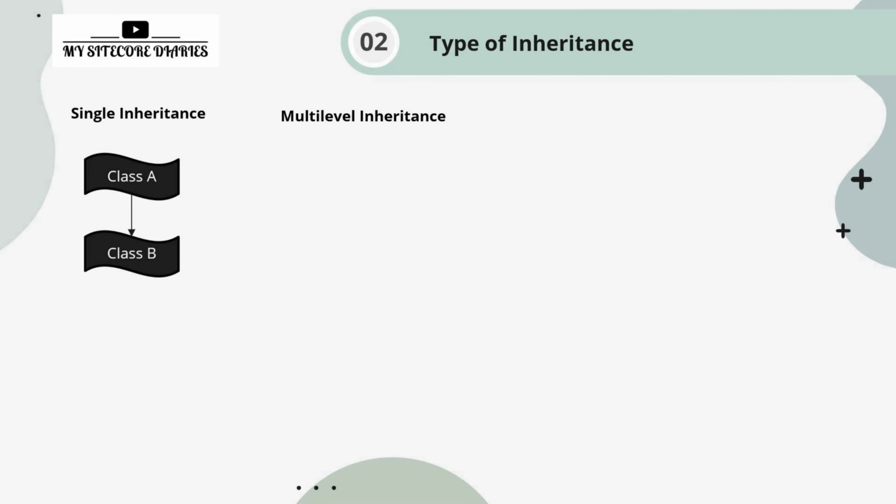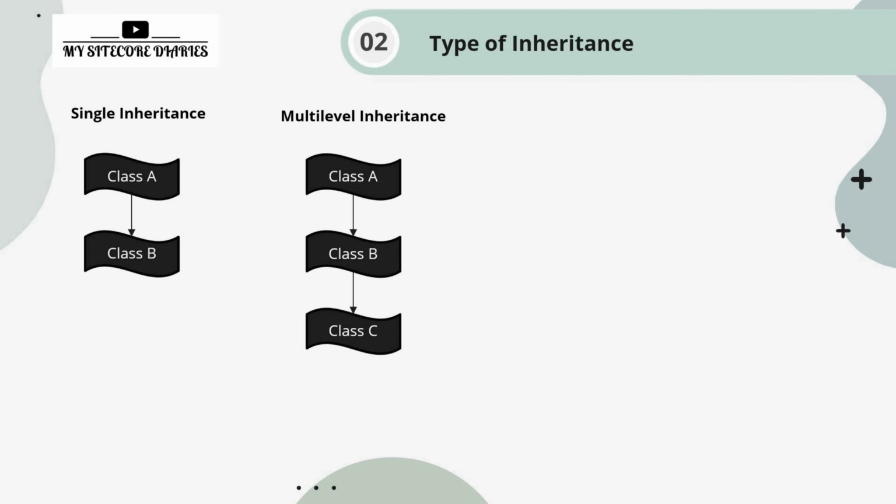Then you have multi-level inheritance. What is multi-level inheritance? You have a class A which gets inherited into class B, and your class B is also getting inherited into class C. Now class C will have both the data members and the methods from class A and class B. So this is multi-level inheritance. You have multiple levels in the inheritance.